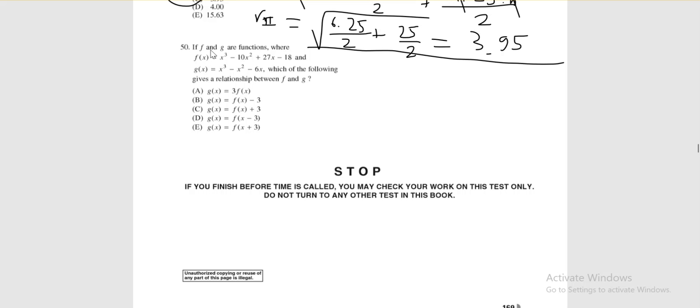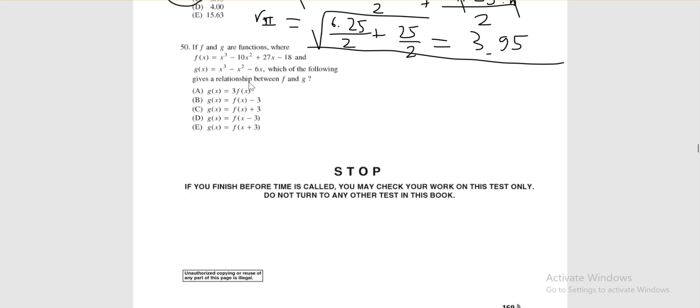Question 50. If f and g are functions where f of x is equal to x cubed minus 10x squared plus 27x minus 18, and g of x is equal to x cubed minus x squared minus 6x, which of the following gives the relationship between f and g?